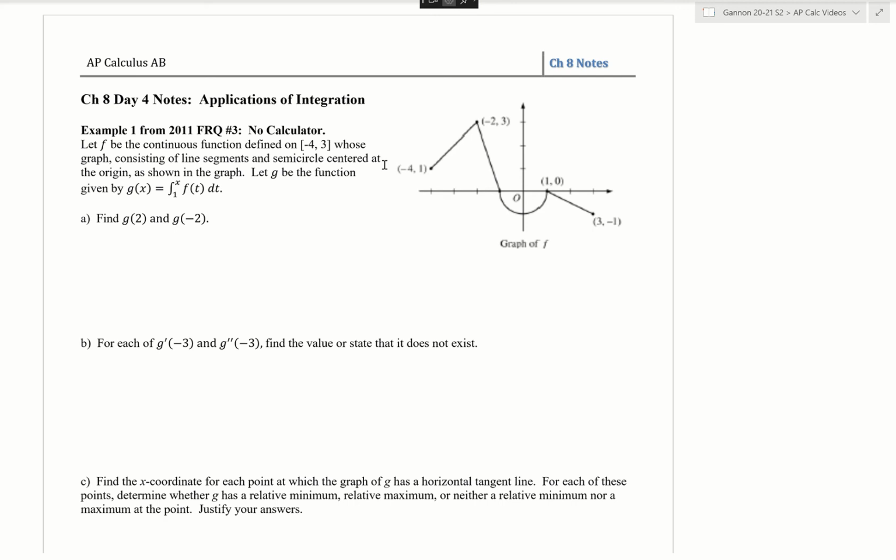And in these videos, we're going to take a look at applications of integration. So we're not really going to do anything new, but we're going to take stuff that we've learned and apply it to different problems.